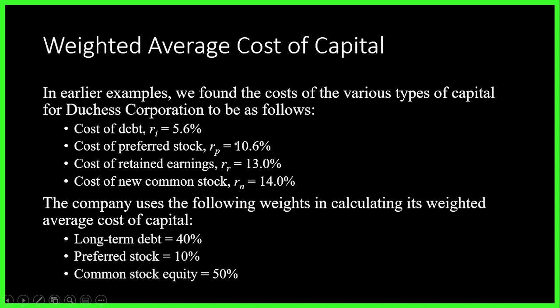Now, to summarize, these are the cost of debt, yung na-compute natin kanina, cost of preferred stock, cost of retained earnings, and then you have your cost of new common stock. And then you have the following weights, which is 40, 10, and 50. So this means that common stock equity will be financed by issued stocks already. So the total is 1.